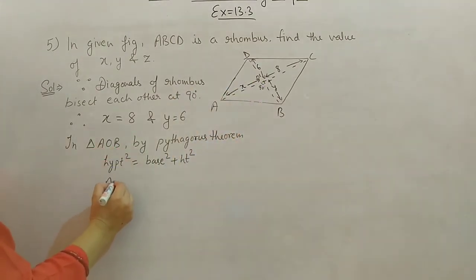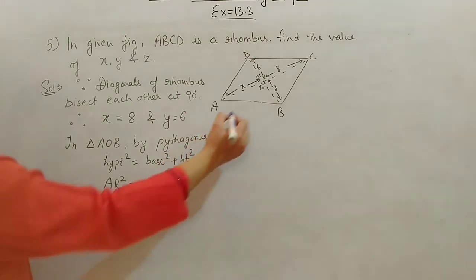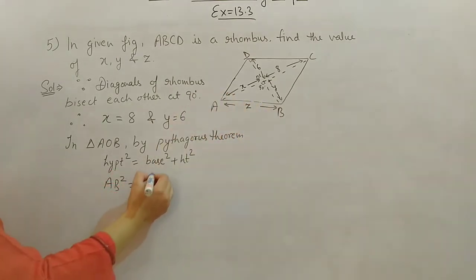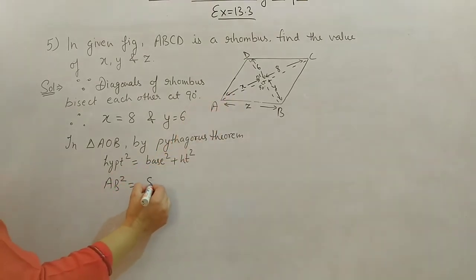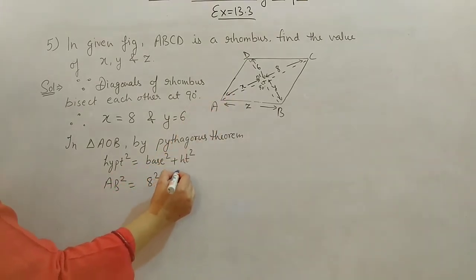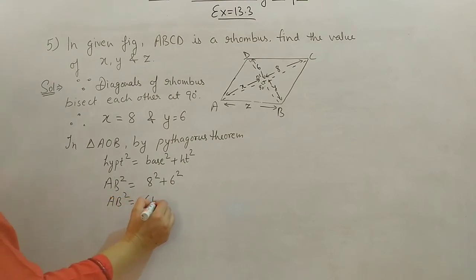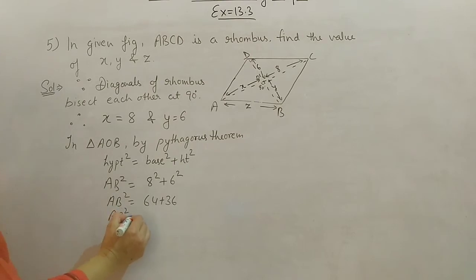So AB square is equal to, this AB is given here as z. So we have to find out z also. Base, any one you can take as base and another you can take as height. So AB square is equal to 64 plus 36. AB square is equal to 100. So AB square 100 you can write as 10 square. Square to square you can cancel. So AB value is 10 unit.